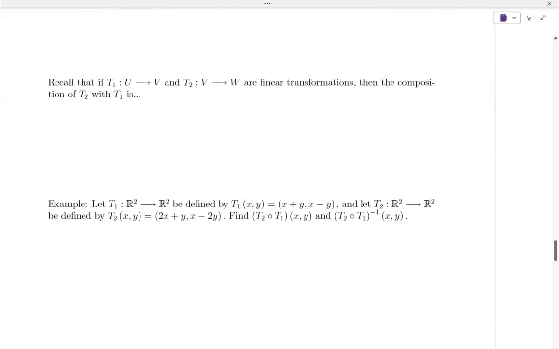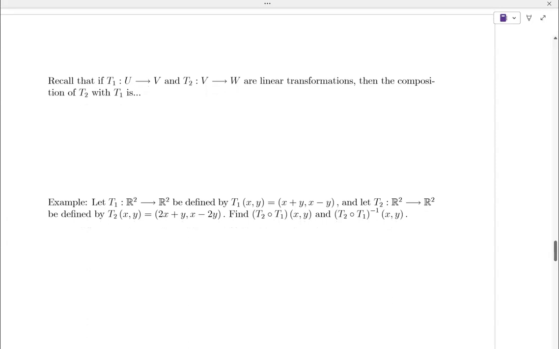So we've talked a little bit about composition before. What we want to do in this particular case is remind ourselves what we mean by composition, how we find matrices with respect to composition, and then how inverses behave with respect to the composition as well.